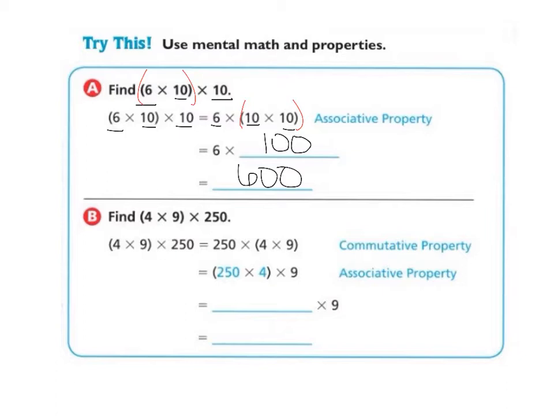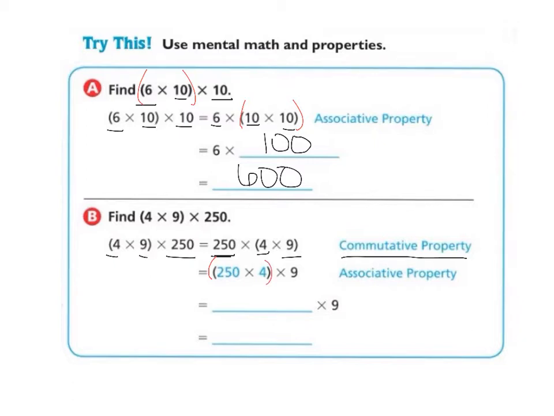Okay, so the first thing I'm going to do is move the order with the commutative property. I had 4 times 9 times 250. So now I'm changing it so I have 250, my big number, times 4 times 9. Now I'm going to look at my grouping and I'm going to say 4 times 250 first.